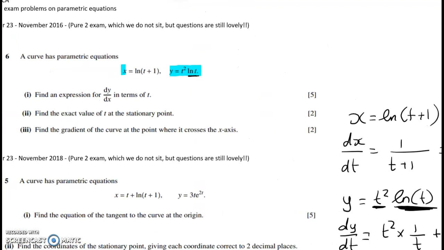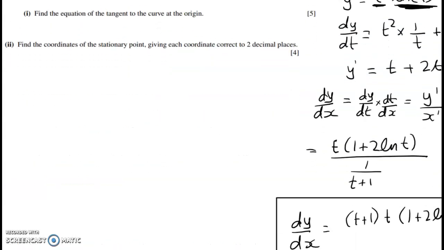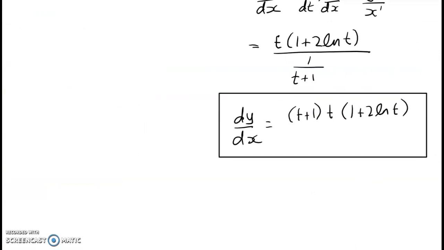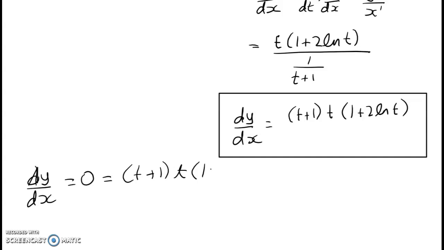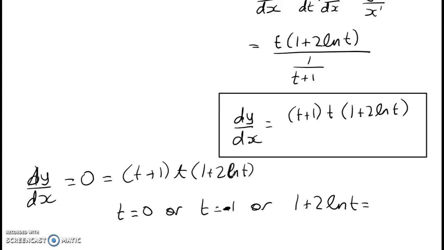Okay, next thing, find the exact value of t at the stationary point. Right, we know that a stationary point happens when the gradient is equal to 0. And that's the same whether we're working with parametric or whatever. So all we have to do now is to solve dy by dx is equal to 0. So dy by dx is equal to t plus 1 times t plus 1 plus 2 ln of t. This looks like it's going to give me 3 values. So either t equals 0 or t equals -1 or 1 plus 2 ln t equals 0.